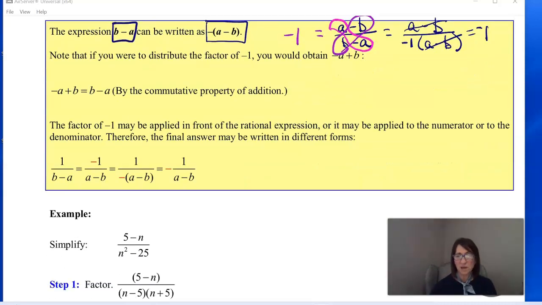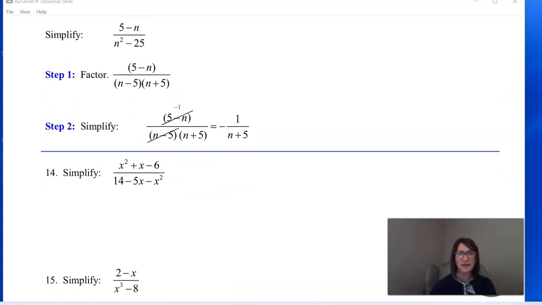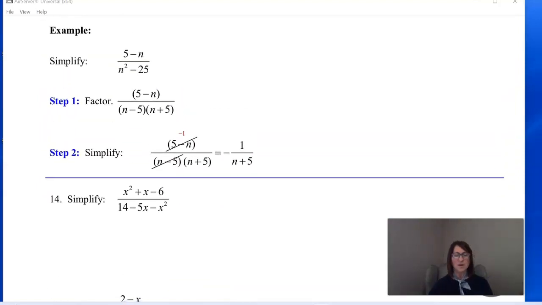Okay, so let's see how that might work. We've got this 5 minus n over n squared minus 25. In the denominator, that's the difference of 2 squares, and so that means we could put it in its conjugate: n minus 5, n plus 5.